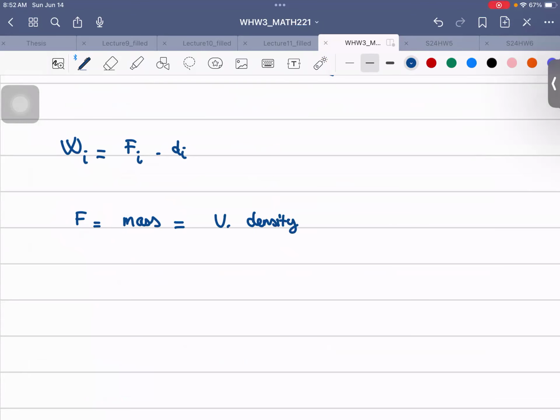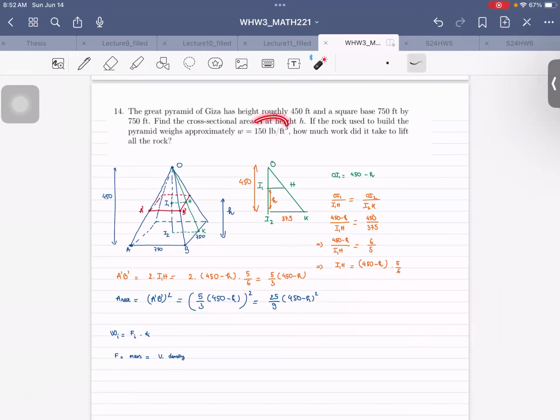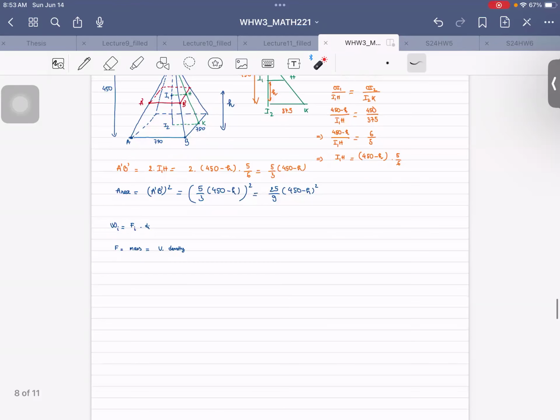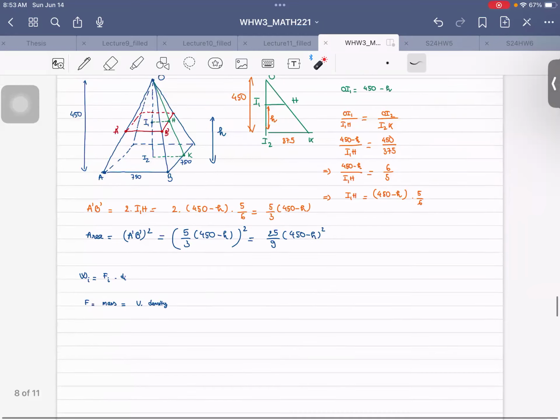Over here, the question says that for each cubic foot, the rock weighs 150 pounds. So if you want to find the mass for each layer of the rock, you just need to find the volumes of those layers, and then multiply by this constant. You're going to get the mass for the layers of the rock. So how can you find the volume?